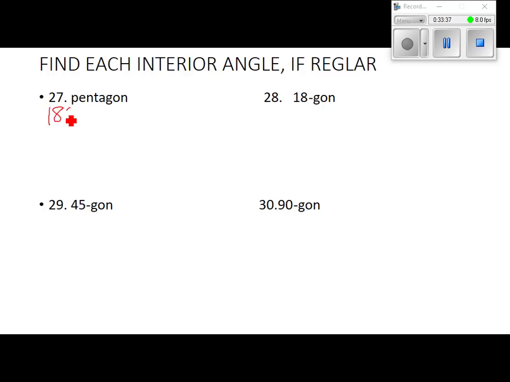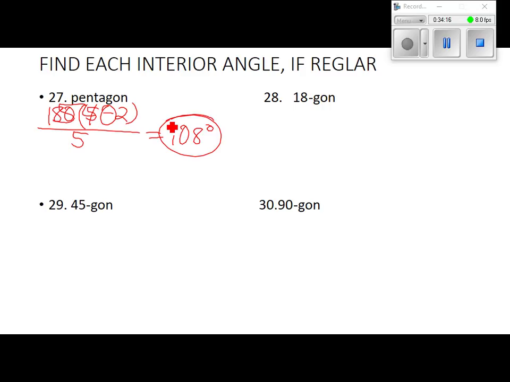My fault. 180 times how many sides? 5 minus 2. Then you're going to divide by that number also. All you're really doing is finding the sum of the interior angles, then divide by how many sides it has. So don't make it harder than it is. Pentagon, you might already know interior angles of a pentagon add up to 540, so it's just 540 divided by 5. What's 540 divided by 5? 108. So each angle in a regular pentagon is 108 degrees, if it happens to be regular.